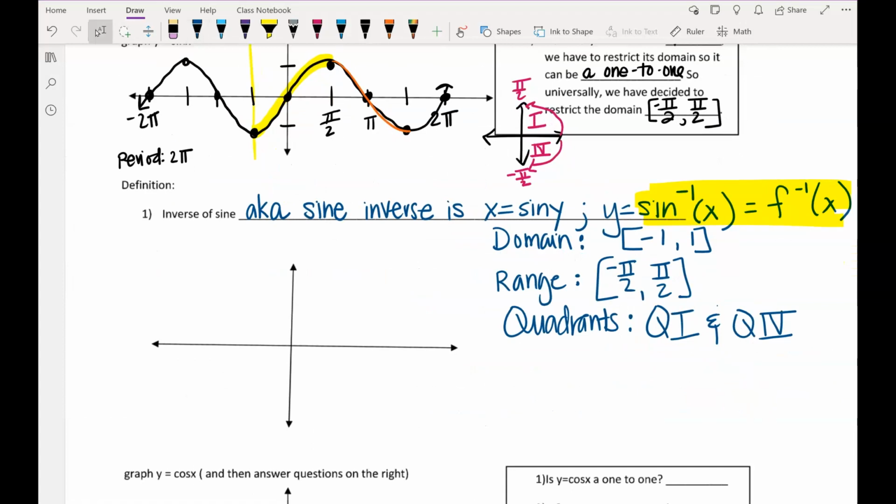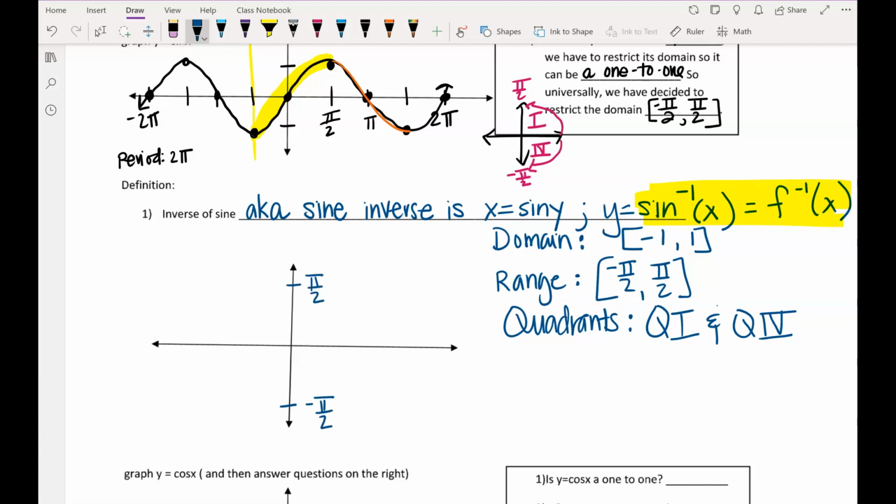Now we are going to graph out the inverse function. And again, remember, this yellow piece here is what we're graphing. Inverse is when we switch x and y. So remember, the original went from -π/2 to π/2. So now the y value goes from -π/2 to π/2.